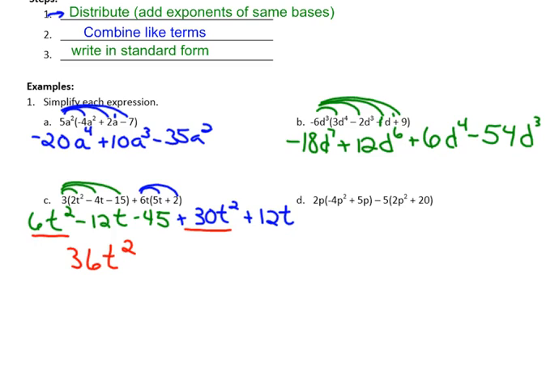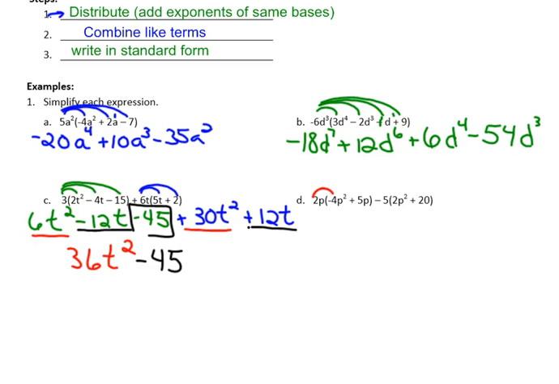I have a negative 12t and a positive 12t. Well, those are going to cancel each other out. Negative 12 and 12 is 0. And then I just have my constant term left, nothing to put with it, so I just write it down as negative 45. So in this case, we had some things that canceled out. I'm still in standard form because I go 2 and then no exponent. So this would be a binomial, degree 2, leading coefficient of 36. You have to know those words.